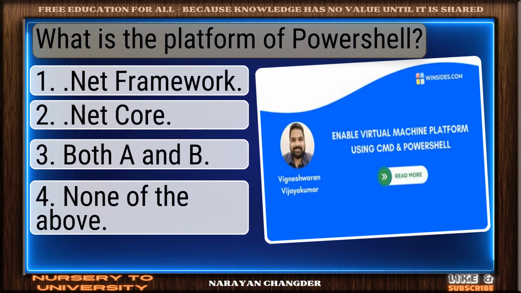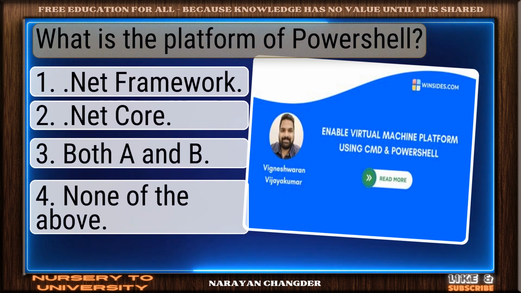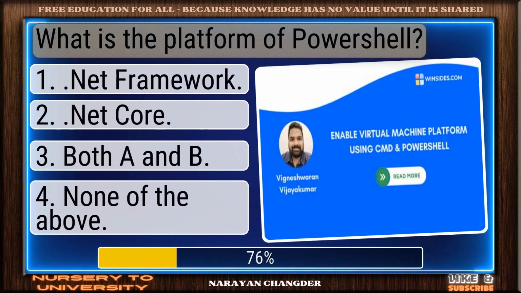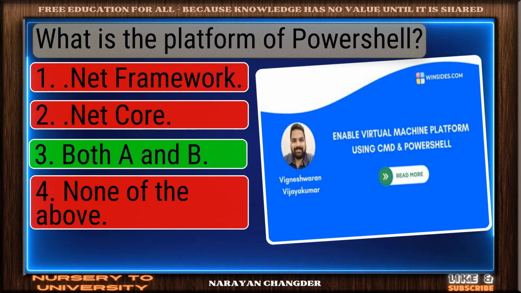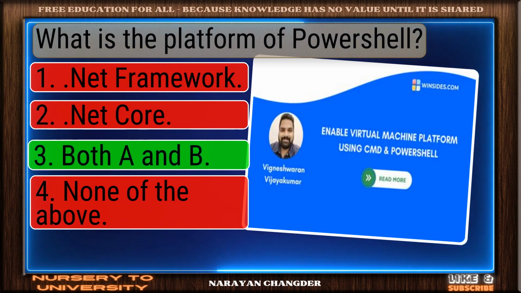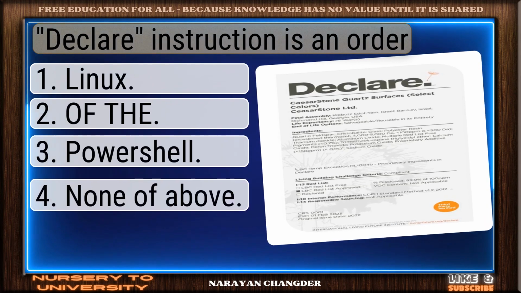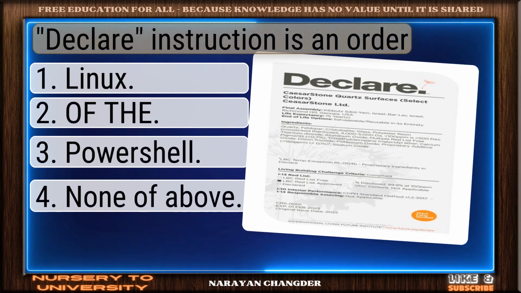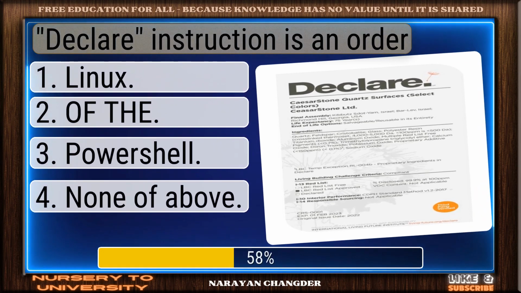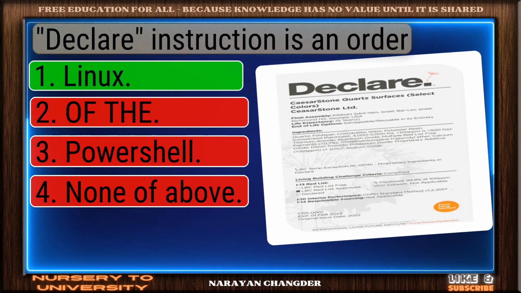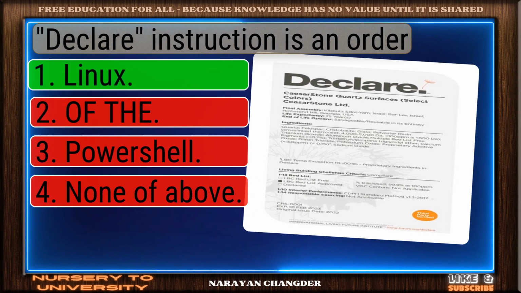Question number 70. What is the platform of PowerShell? Good thinking. Both A and B is the right answer. Question number 71. Declare instruction is an order. Good job. Your answer Linux works well here.